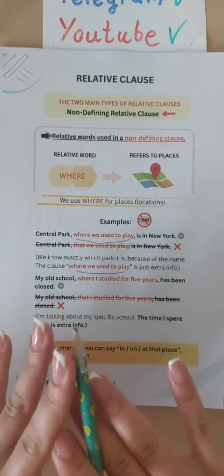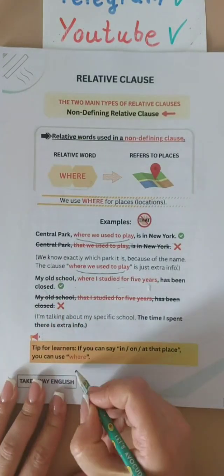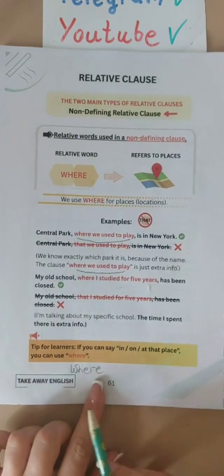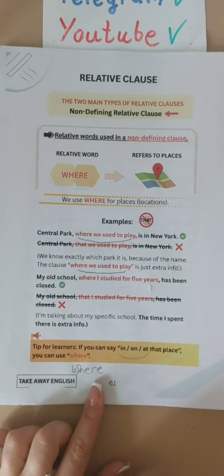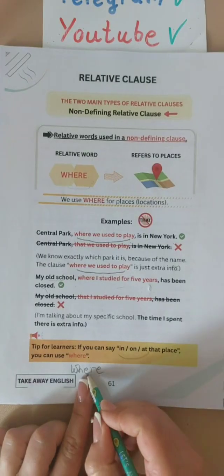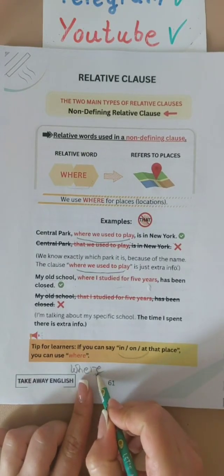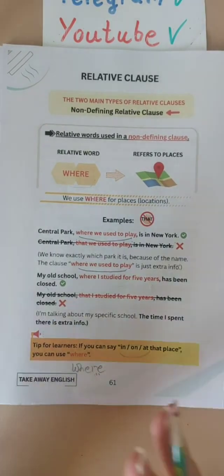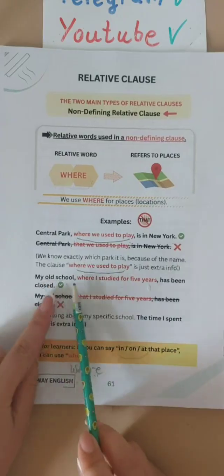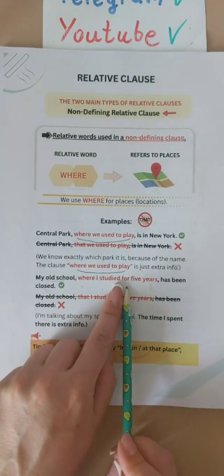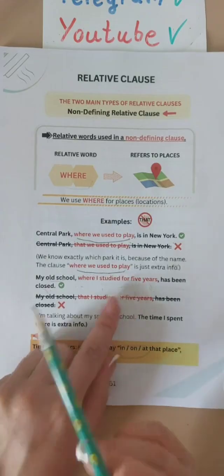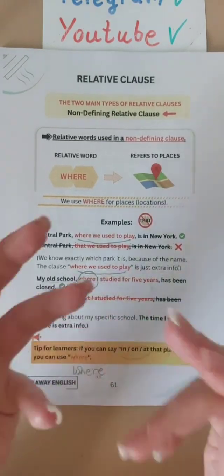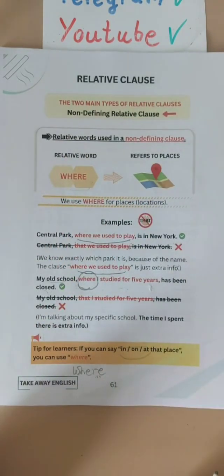And again, of course, we already know that we use where. When we use where, we can replace in, on, at, etc., prepositions that describe places, right? And the place. And again, when we use where with relative clauses, we don't need prepositions anymore. We don't say, my old school where I studied in or where I studied at for 5 years. No preposition, okay? When you use where, it replaces the preposition and the place, okay?